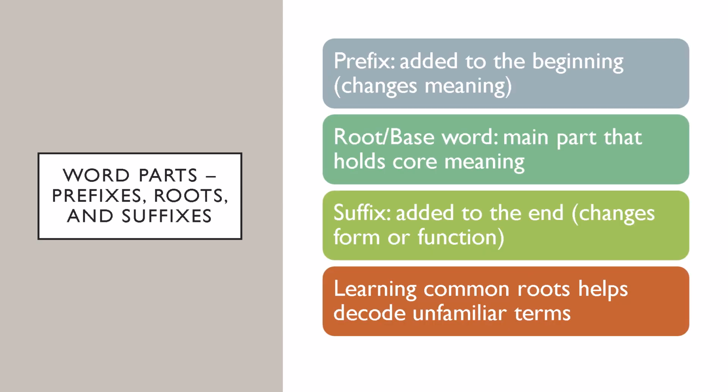And another powerful way to understand new words is by breaking them into word parts. So a prefix comes before the root word and it changes the meaning. So for example, un. When we put un in front of a word, un means not. So unfair means not fair.